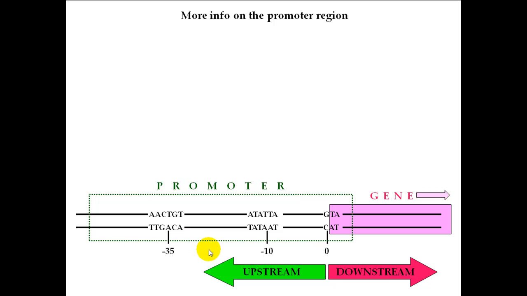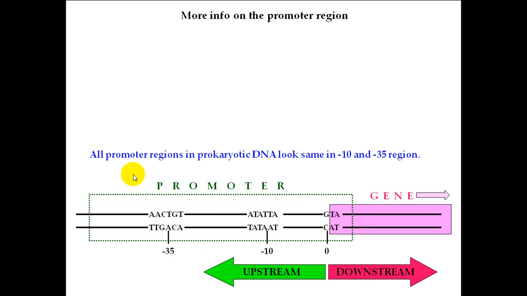So in other words, if you take a look at the promoters of all genes in all bacteria, the -10 area and the -35 area basically look the same in all of those promoters. So that's one of the things that makes a promoter a promoter. It has these sequences at the -10 and the -35 region. Remember that. So how about if we sum that up here? All promoter regions in prokaryotic DNA look the same in the -10 and the -35 region. They have the same sequence there.